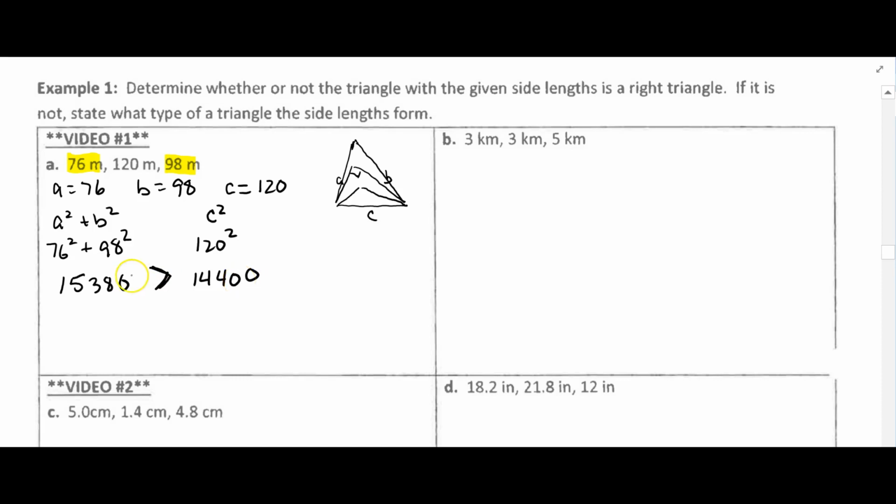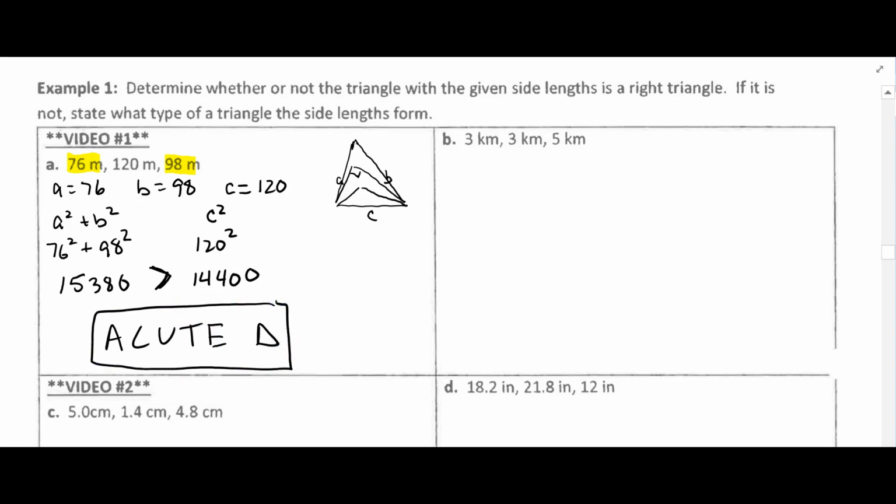So if the sum of the squares of the legs is bigger, that's my top triangle here. That's my acute triangle. This means that we have an acute triangle.